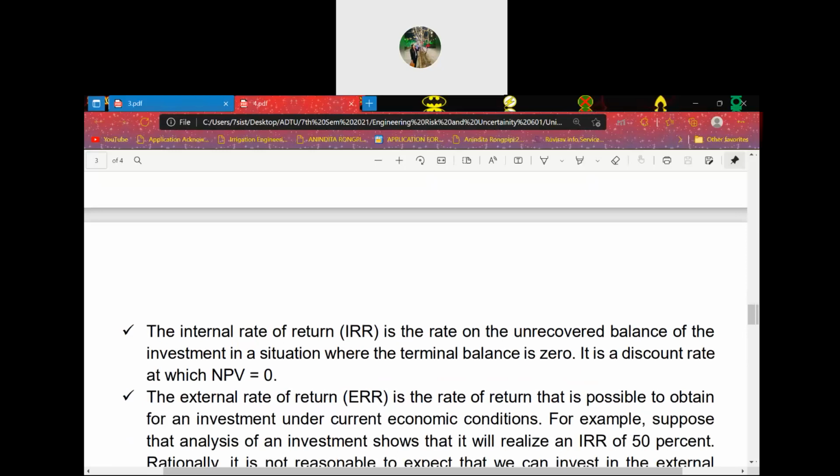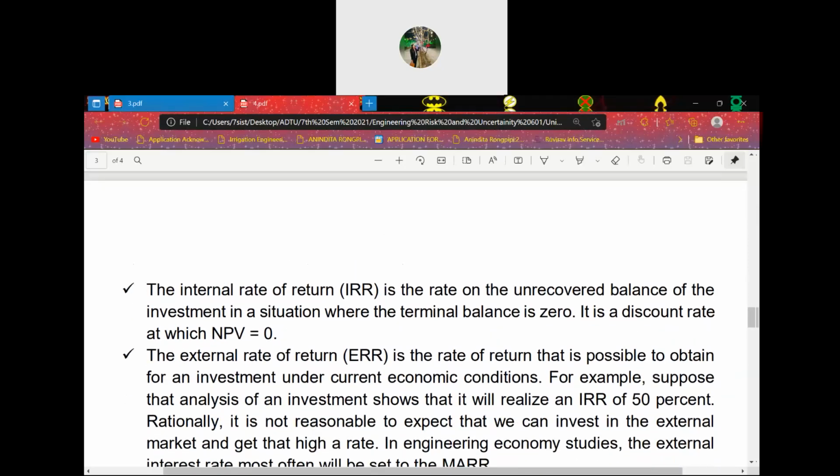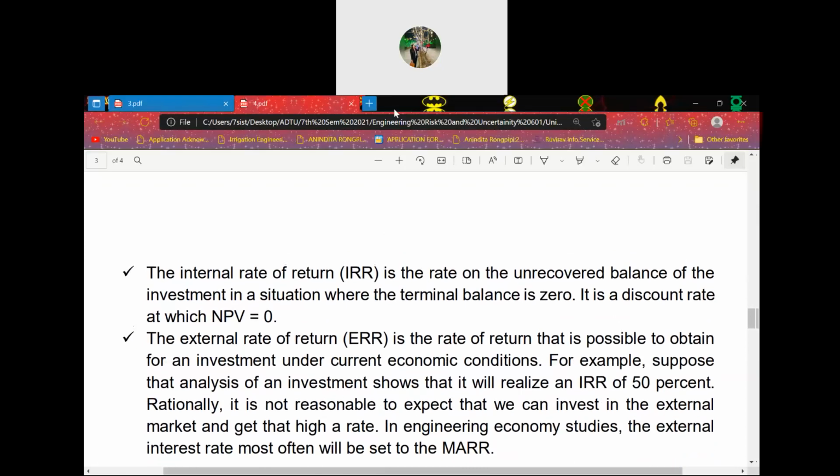Next, external rate of return, ERR, is the rate of return that is possible to obtain for an investment under current economic conditions. For example, suppose the analysis of an investment shows that it will realize an IRR, that is an internal rate of return, of 50%. So rationally, it is not reasonable to expect that we can invest in the external market and get that high a rate.